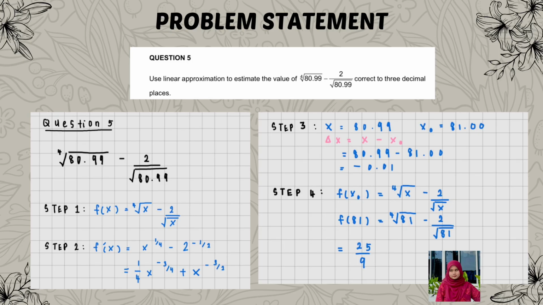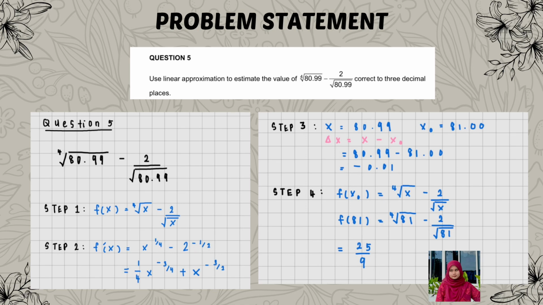Step 3, choose a value close to 80.99 for s0. So s0 equals 81. Using the formula delta s equals s minus s0, the answer is negative 0.01.